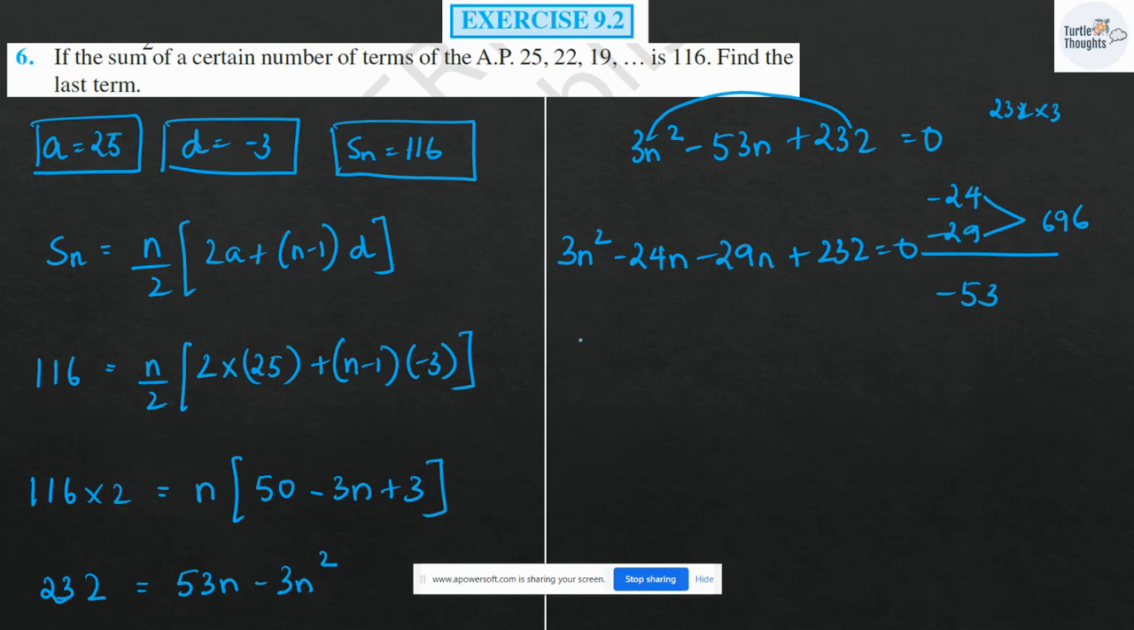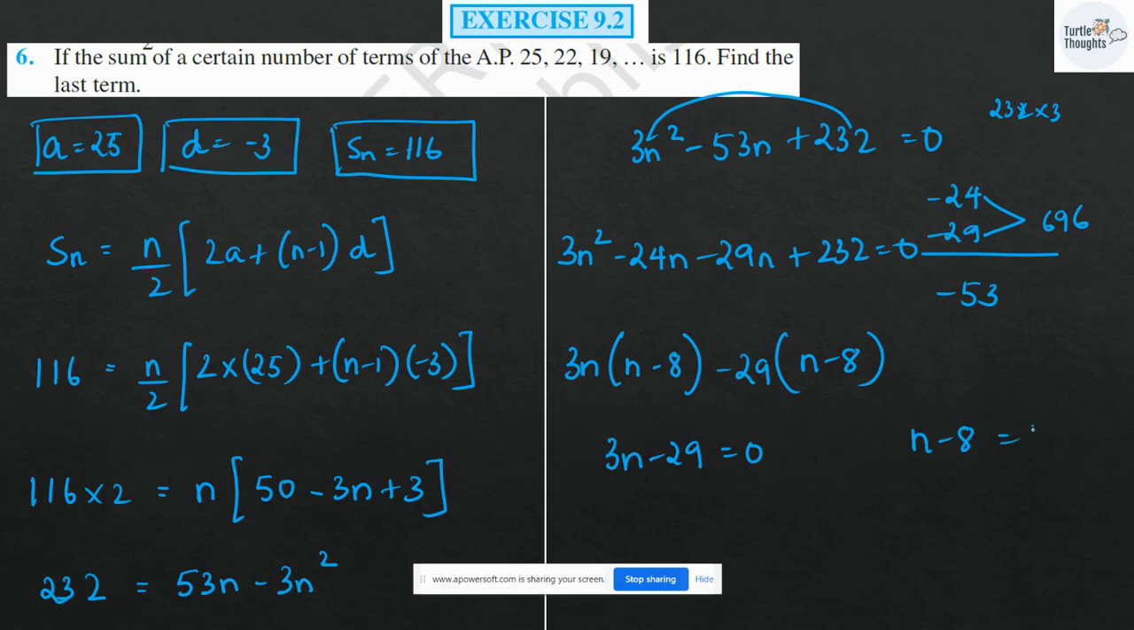Now what is common between these two terms? I can take 3n as common, multiplied by n minus 8. Here also I'll be taking n minus 8. What should I multiply with minus 8 in order to get 232? It will be minus 29. So I can take 3n minus 29 equal to 0, and n minus 8 equal to 0. So n will be equal to 8. Here 3n will be equal to 29, so n will be equal to 29 divided by 3.